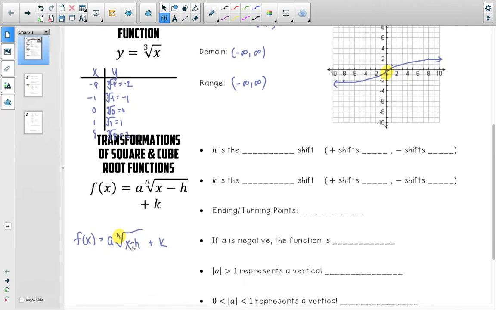So h on the inside, anything inside a function is going to move it horizontally. And we've talked that it's always the opposite. So if it's adding, it's actually moving to the left. And if it's subtracting, it's actually moving to the right. Okay? k is what's going to make it vertically shift, so up and down. This is normal, so positive is up and negative is down. Okay?